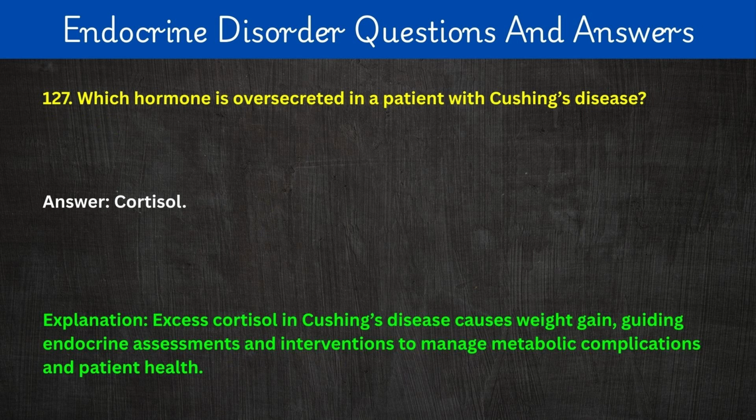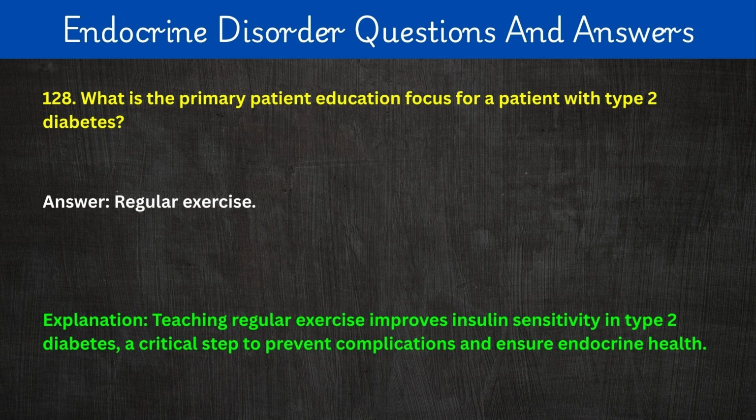127. Which hormone is oversecreted in a patient with Cushing's disease? Answer: cortisol. Explanation: excess cortisol in Cushing's disease causes weight gain, guiding endocrine assessments and interventions to manage metabolic complications and patient health.